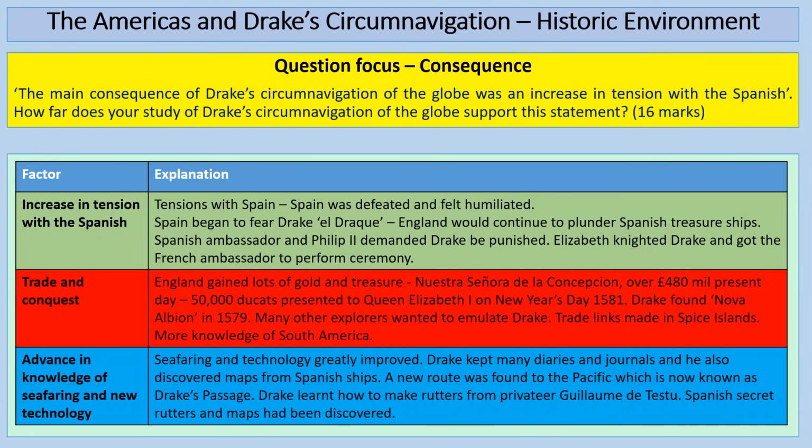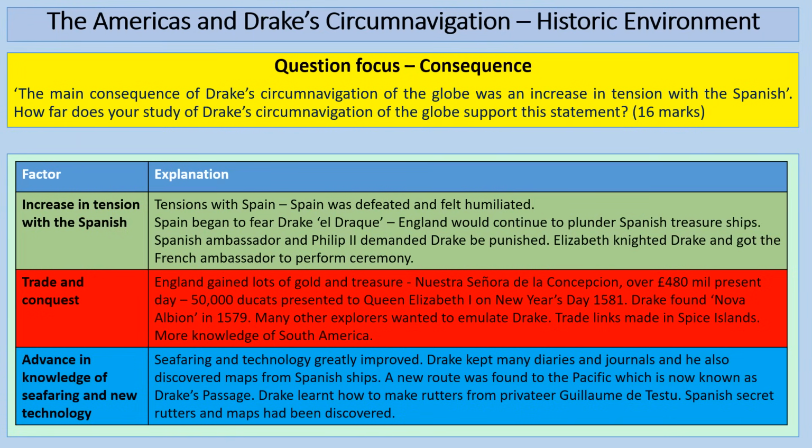Trade and conquest is another key consequence. So England just simply gains lots of gold and treasure from the Nuestra Señora de la Concepción. How much money went to Queen Elizabeth I, for example, the fact that Drake found Nova Albion, many other explorers wanted to emulate Drake, trade links were made in the Spice Islands, in buying those 6 tons of cloves, for example, just more knowledge of South America and also North America. You could talk about things like the Drake Passage in there, for example, the fact that Drake charted the coast of Chile and went through the Straits of Magellan. All of these would be really, really important consequences you could write about.